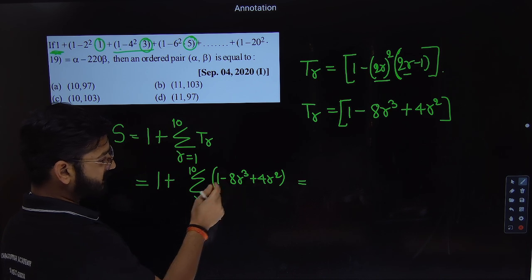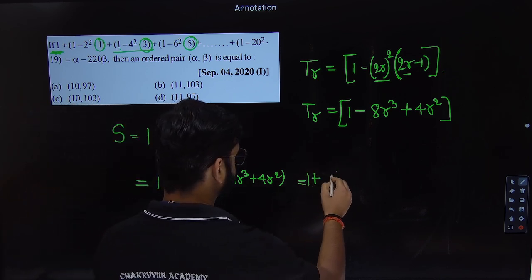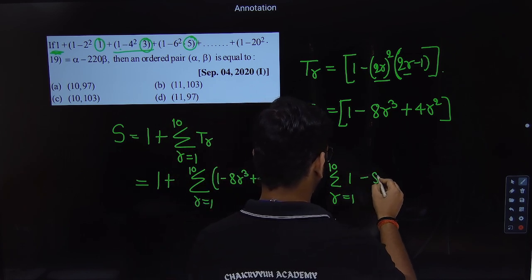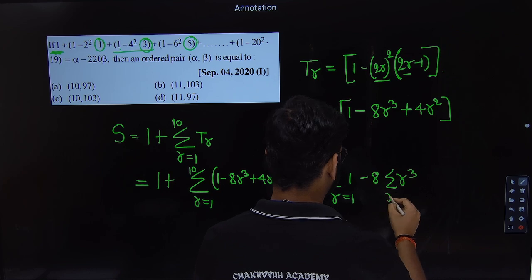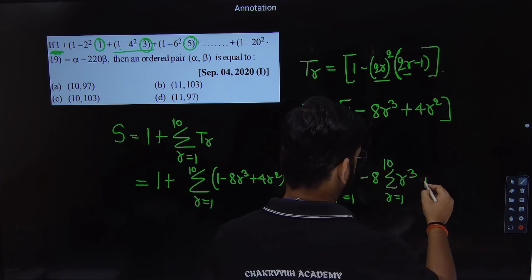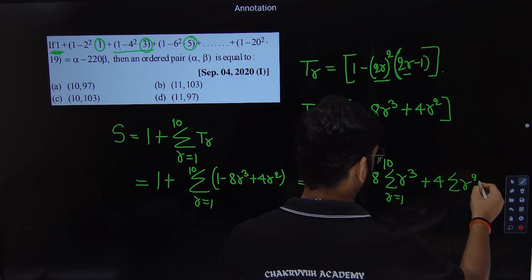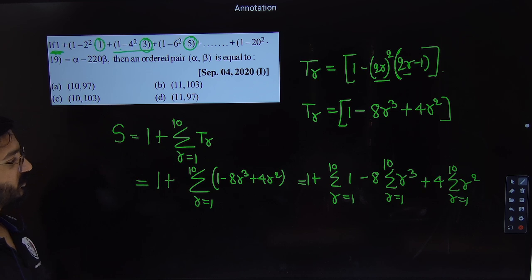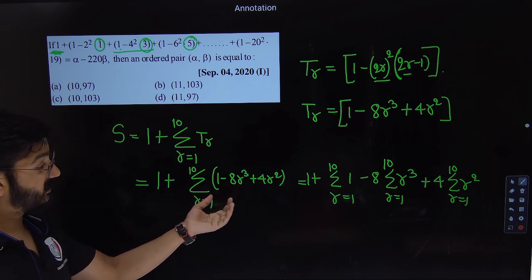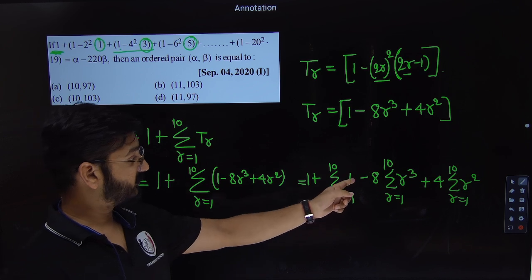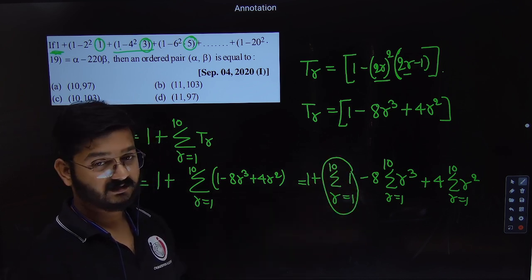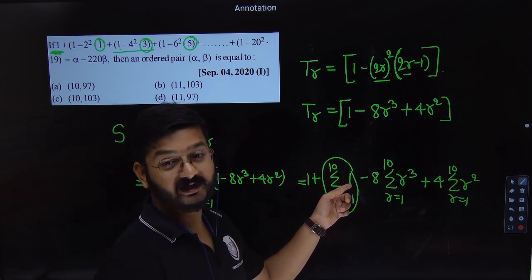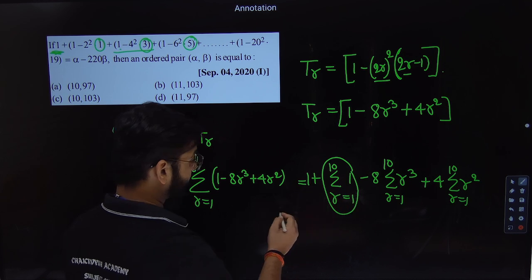We will divide this into 3 parts. So 1 plus summation of 1 from r equal to 1 to 10, minus 8 times the summation of r cube from r equal to 1 to 10, plus 4 times the summation of r square from r equal to 1 to 10. So what will be the sum of the first part? You are adding 1 ten times, so the answer is 10.